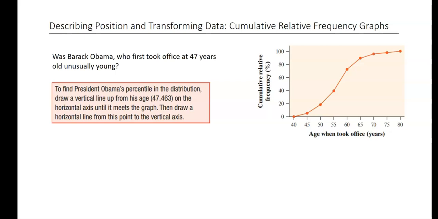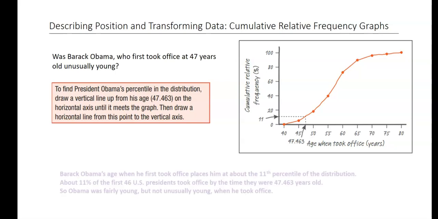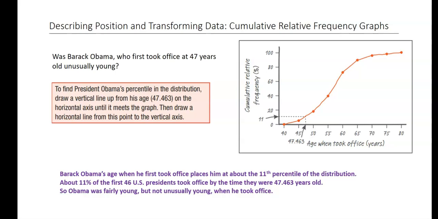So you find 47 point something, you draw that vertical line, and when it hits the graph, you draw a horizontal line, and it looks like around the 11th percentile there. About 11% of the first 46 US presidents took office by the time they were 47.463 years old. So Obama was fairly young, but not unusually young when he took office.